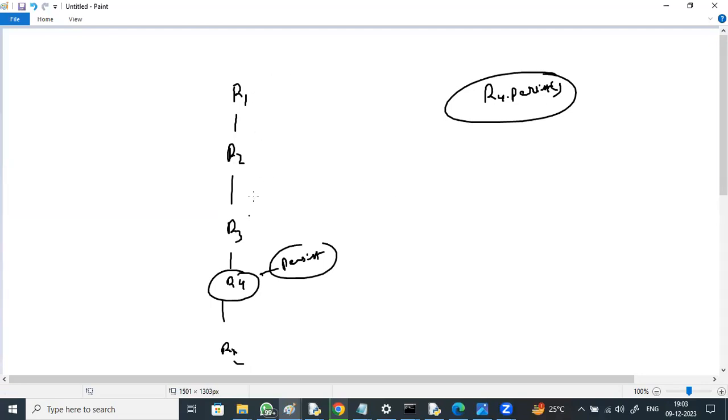Without loading R1, R2, R3... A question: if they ask a query like, when will an RDD be persisted? I will say R4.persist means when R4 is loaded into RAM for the first time, it will be persisted. Once R1 loading is finished, R2 loading finished, R3, now when R4 is loaded, it will be persisted. Until then, R4 won't be persisted.